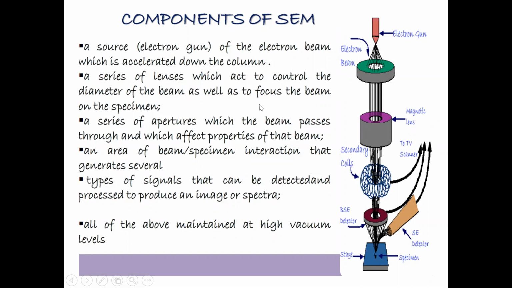So this is the source of the electron beam which is accelerated down the column. Then a series of lenses act to control the diameter of the beam as well as focus the beam on the specimen, right?